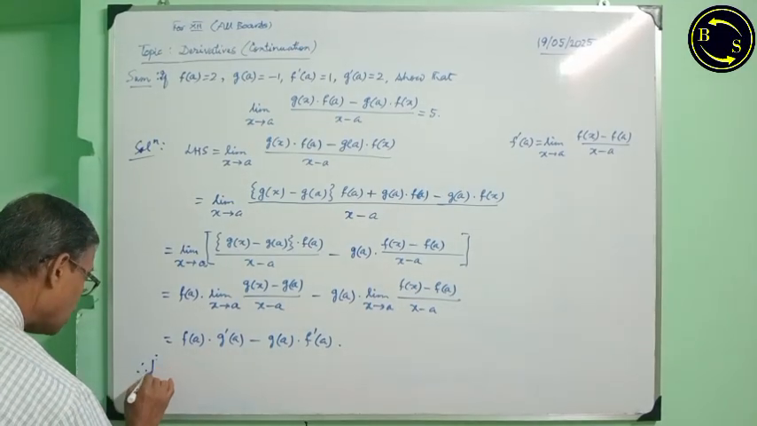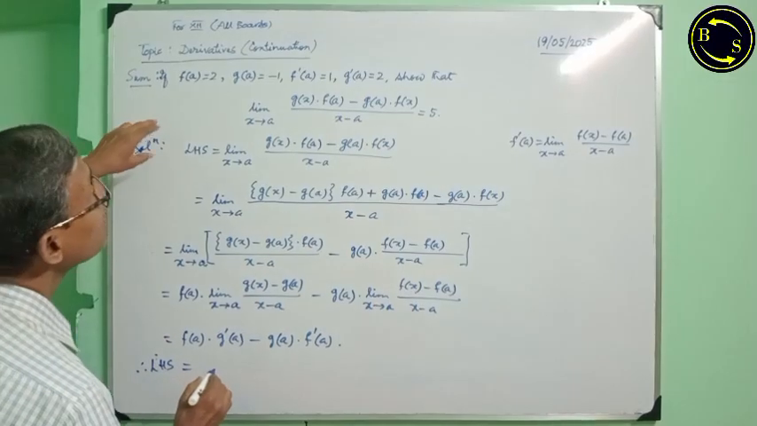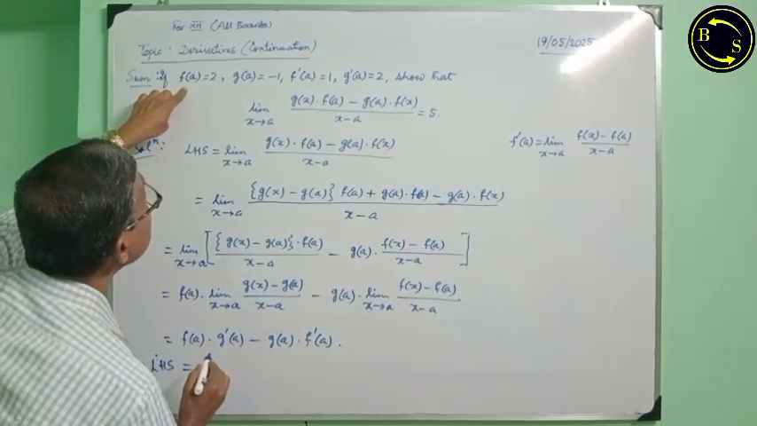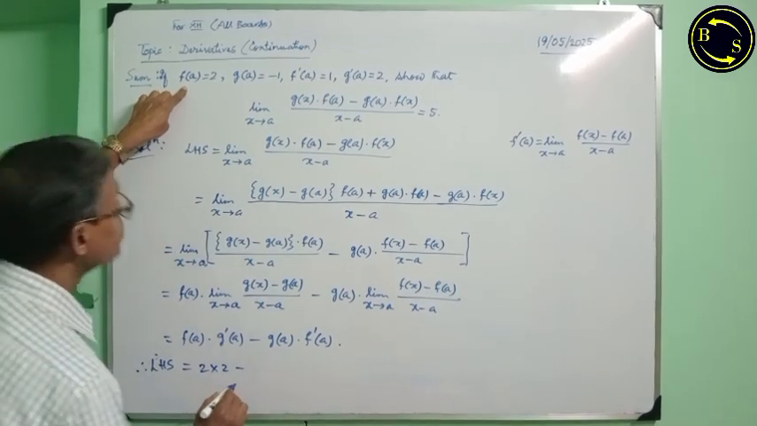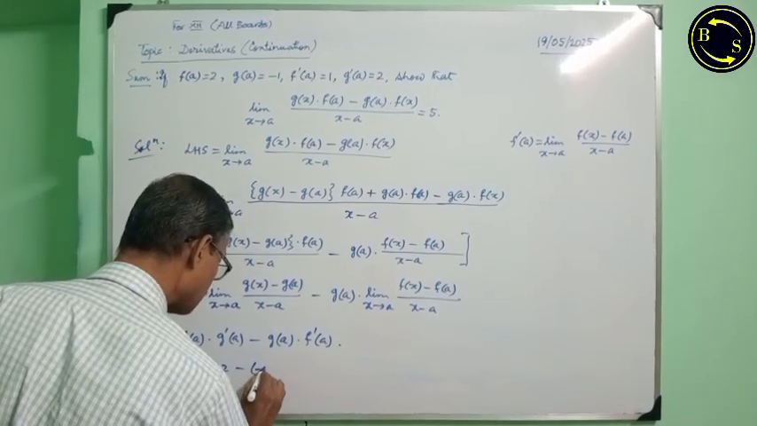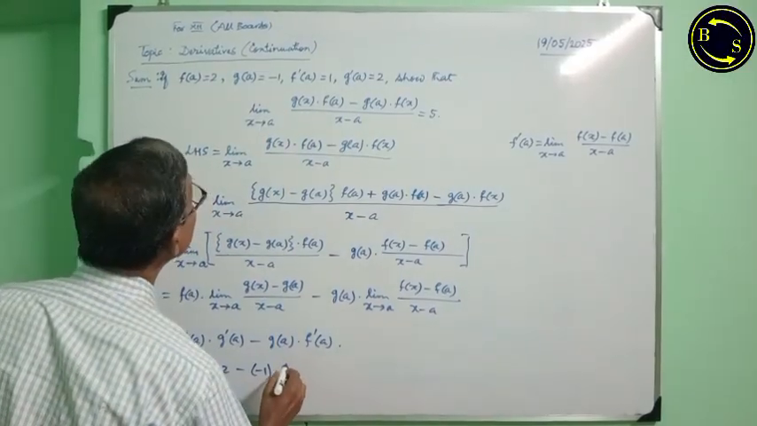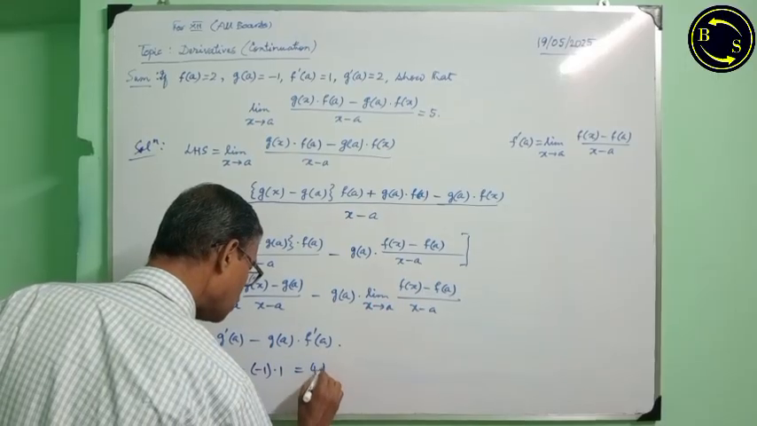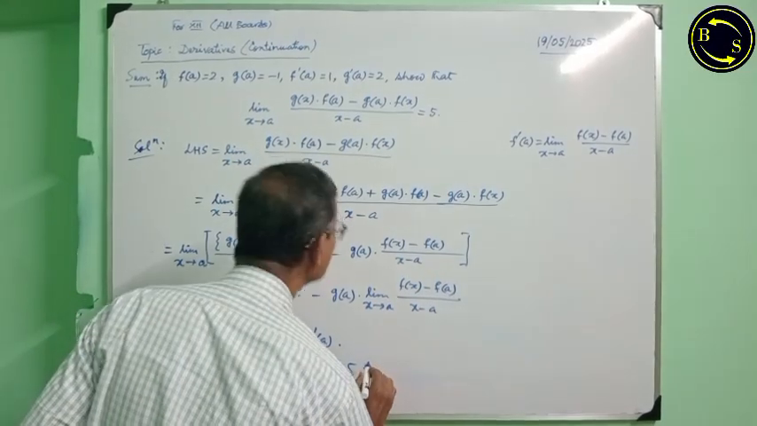Therefore, LHS: fa equal to 2, g dash a equal to 2, minus ga, that is minus of minus 1, ga equal to minus 1, f dash a, that is 1. That is equal to RHS.